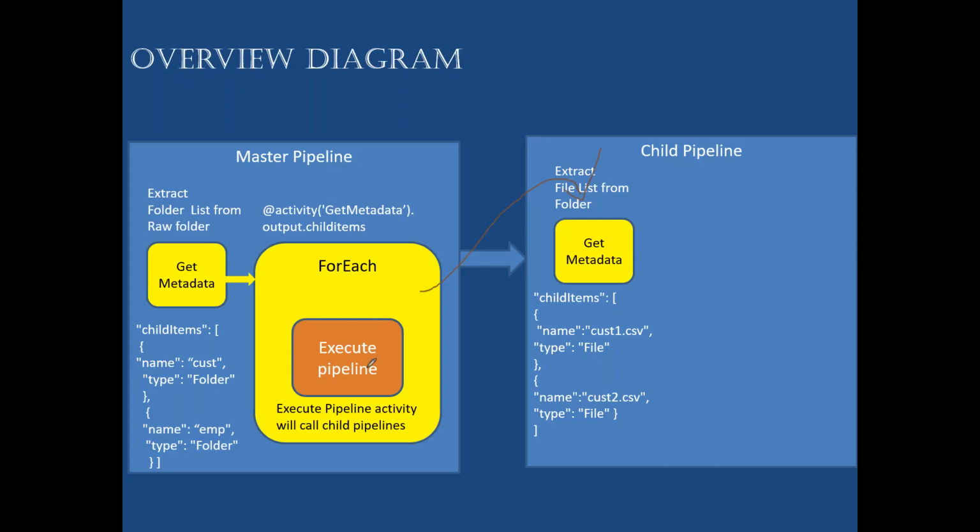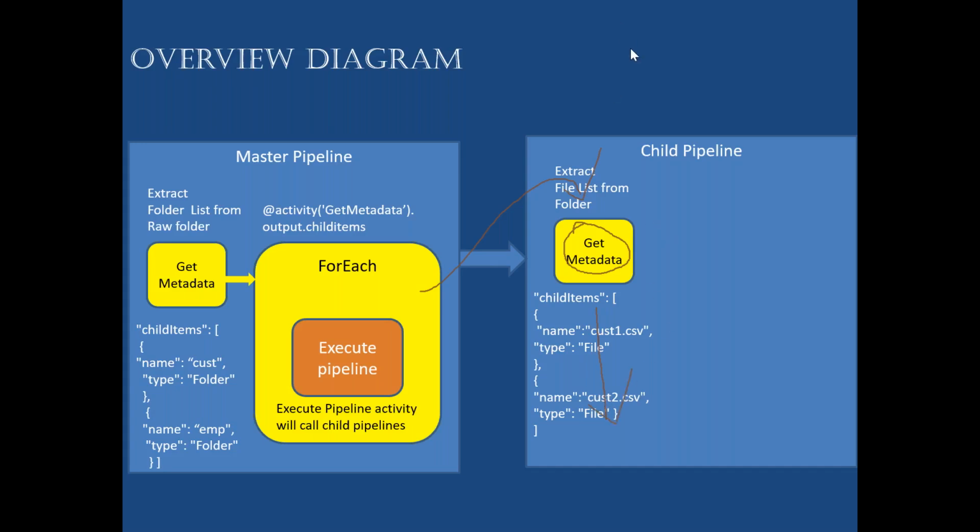So the execute pipeline activity basically passes the subfolder value to the child pipeline. Now you have a cust folder. You use that cust folder name in the get metadata activity and fetch all the files that you have. So now you have files.